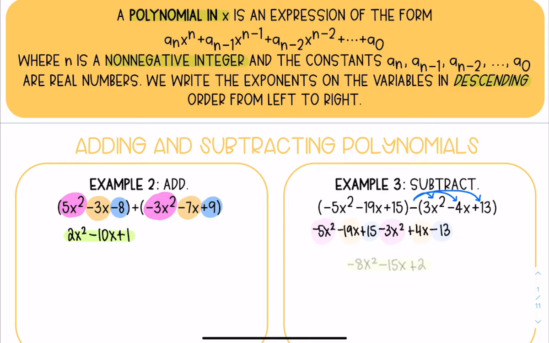And so now we want to combine like terms. We have -5x squared and -3x squared. We have -19x plus 4x and 15 and -13. So -5x squared minus 3x squared gives me -8x squared. -19x plus 4x is -15x, and 15 minus 13 is +2.